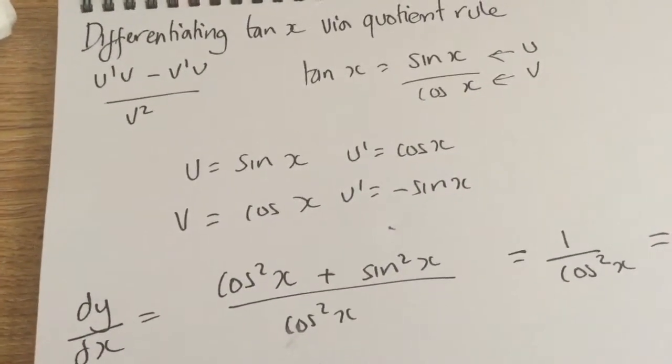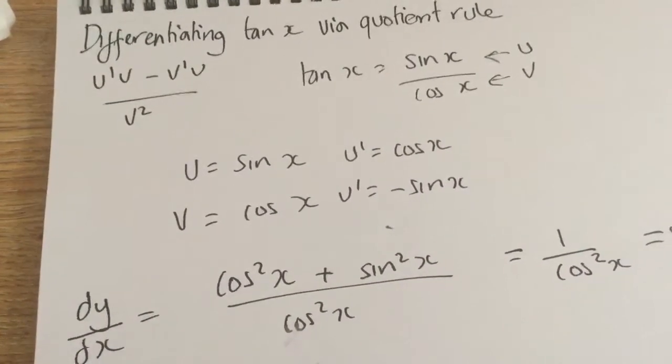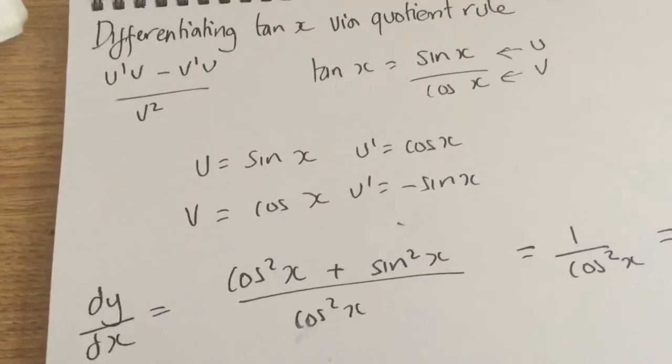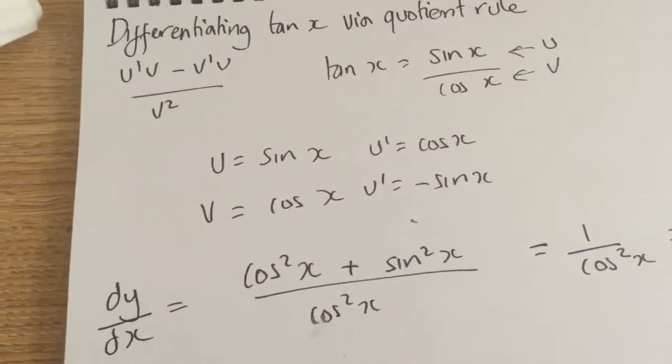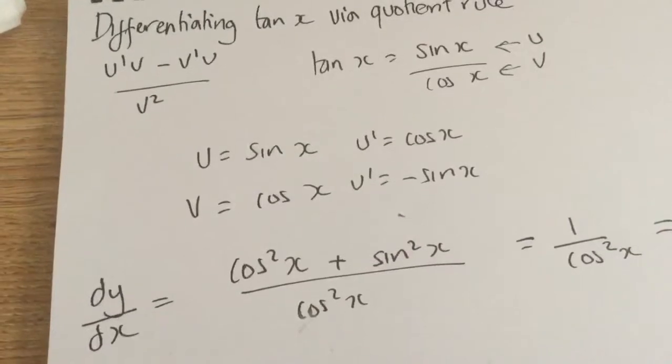So if you don't fully understand what the quotient rule is, you need to look at the previous video that I made about the quotient rule. Okay? The formula is given over here. If you've got a quotient, which is a fancy word for a fraction, you can differentiate it by breaking it into two parts, u and v. The top part u, the bottom part v.